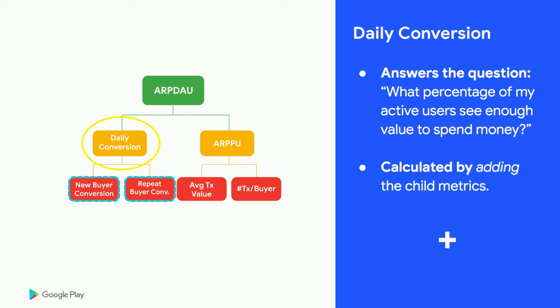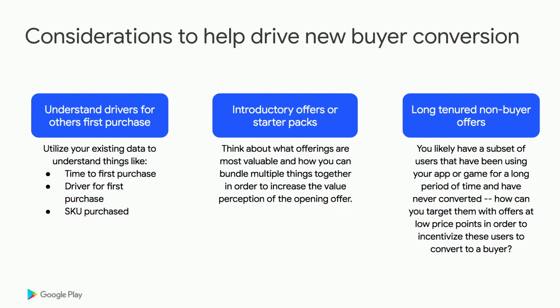But let's go through some of the considerations for converting users to purchase for the first time. If you have in-app purchases, you may already have some people that have decided to pay. Really try to use the data that you have to understand first purchase behaviors. What's driving them to make that purchase? How long does it take before they make it? And which SKU are they most commonly purchasing? It's really powerful information to help you understand what is going to drive a user to convert for the first time. You can also think about building out introductory offers or starter packs.